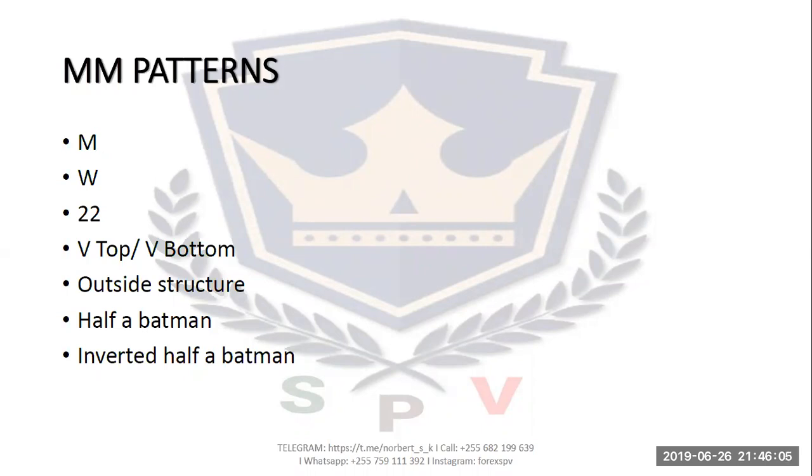So what are the patterns that we are waiting for? Yes. We have the M, the W, the 22, the V top, V bottom. The V top is basically an A, like an A, without the slash. That is the outside structure. The outside structure has the alpha Batman and the inverted alpha Batman. Let's start with the M pattern.